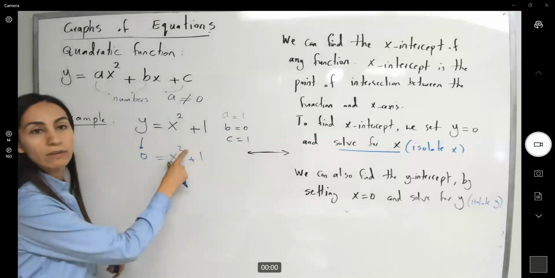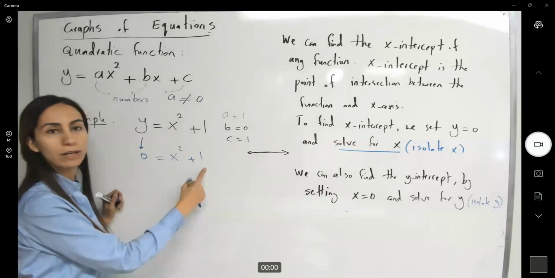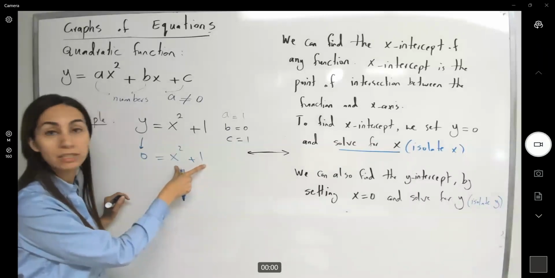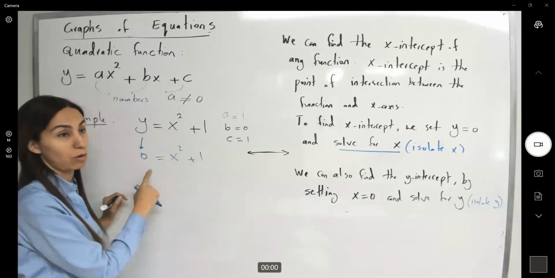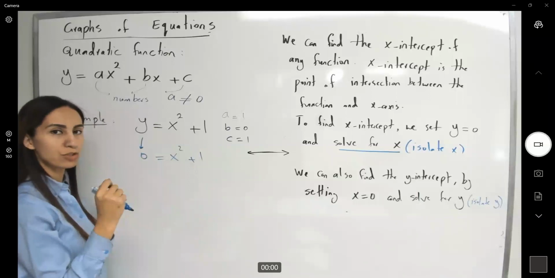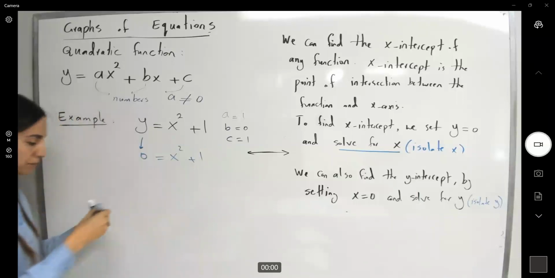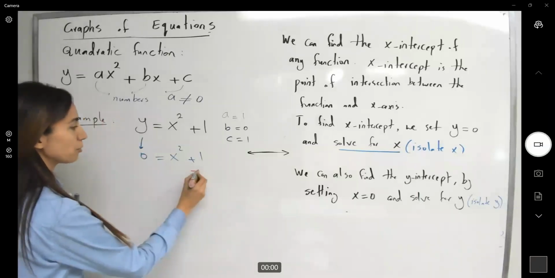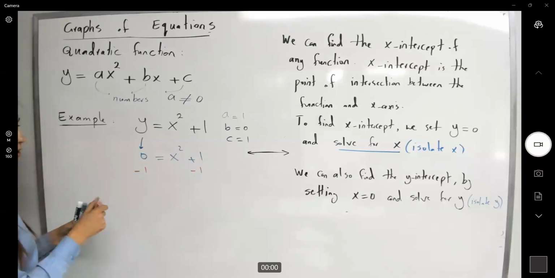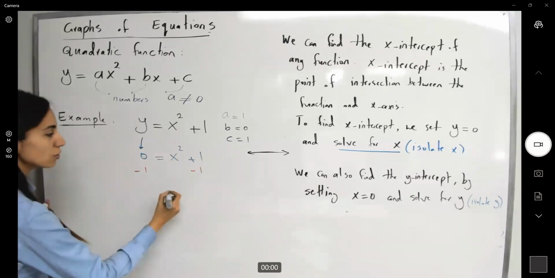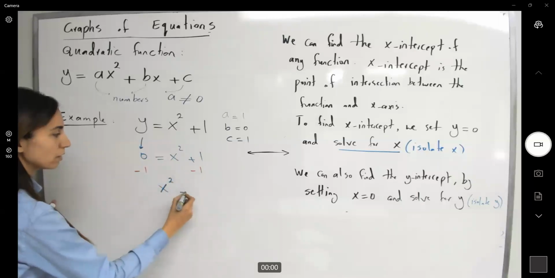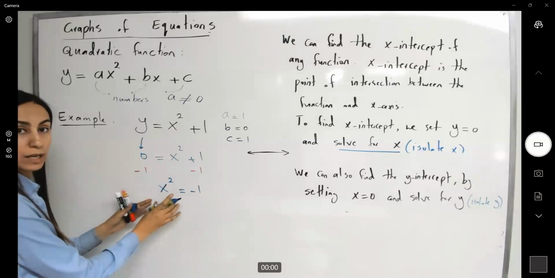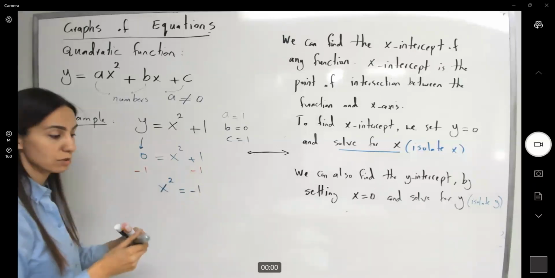X squared is always positive. Plus 1 is also positive. The addition of two positive numbers cannot be 0. Or you might be interested in isolating your x. Subtract 1 from both sides. If you subtract 1 from both sides, what do you get? You get x squared equals negative 1. What's the meaning of that? It means that if I want to isolate my x, I have to take the square root of both sides.